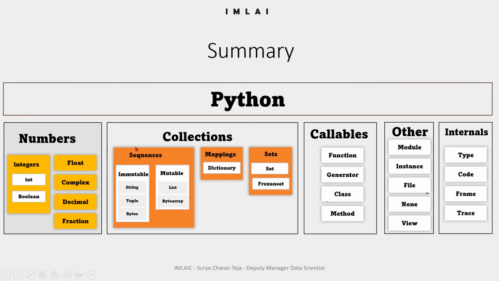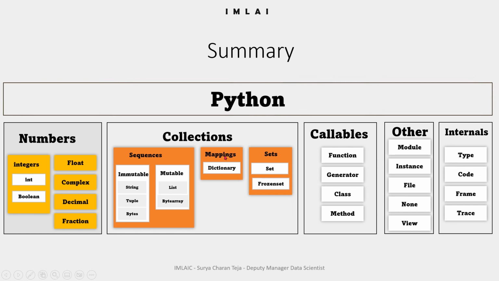So first, in sequences, the immutable sequences are string, tuple, and bytes, whereas the mutable sequences, which can be changed in place, are list and byte array.